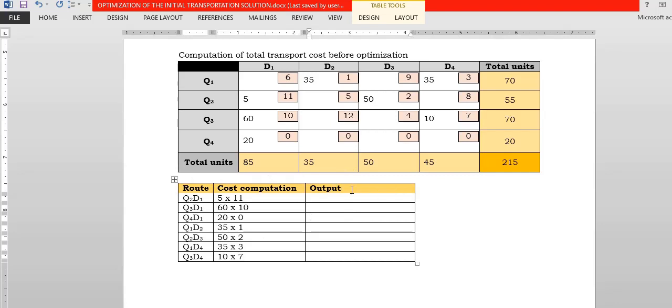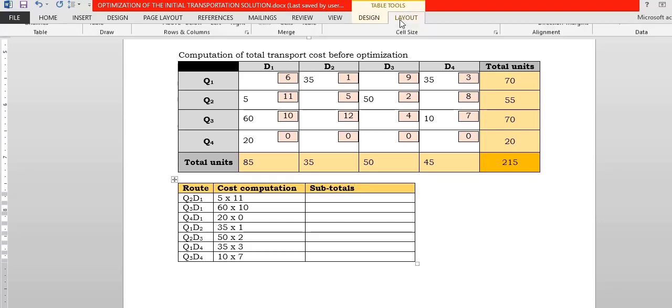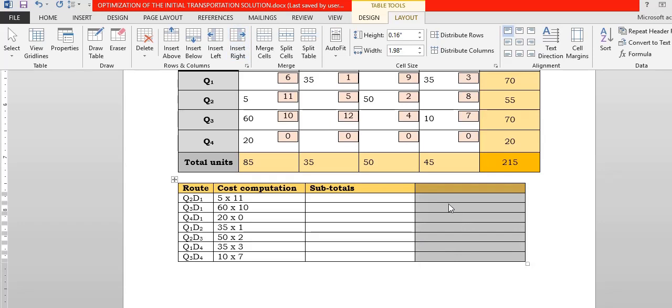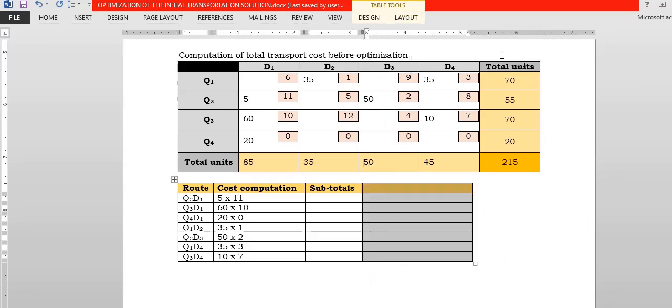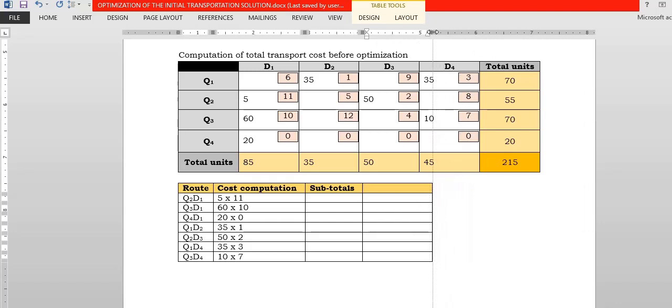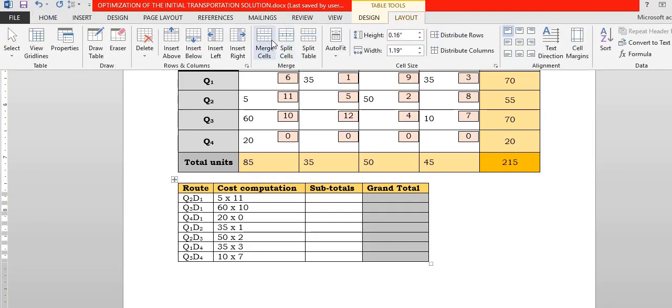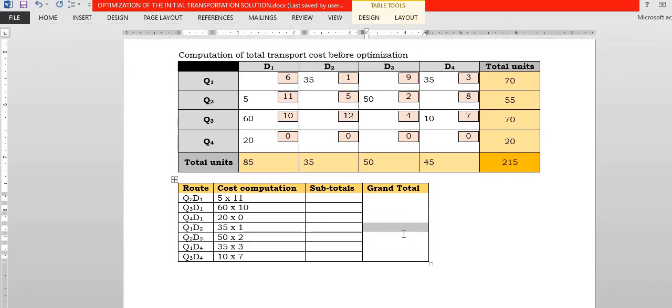So we shall say these are subtotals. Then we shall add another column, which shall give us a grand total in terms of costs. I'm just going to mark these ones, push in the middle. Yeah, that's it.